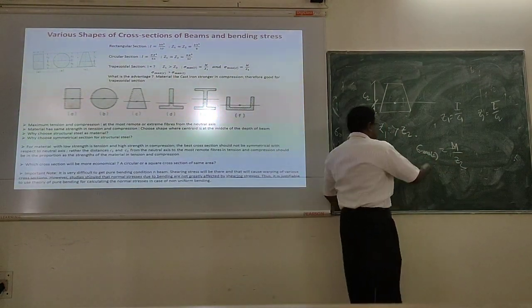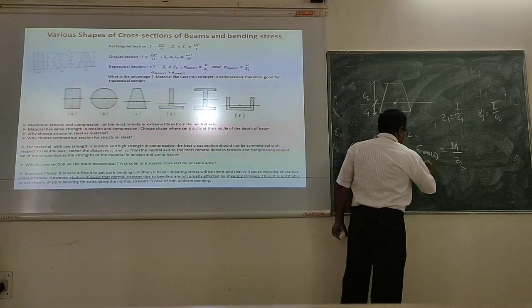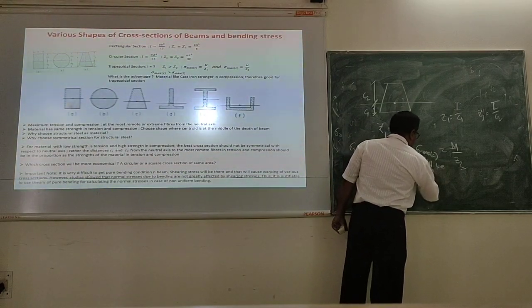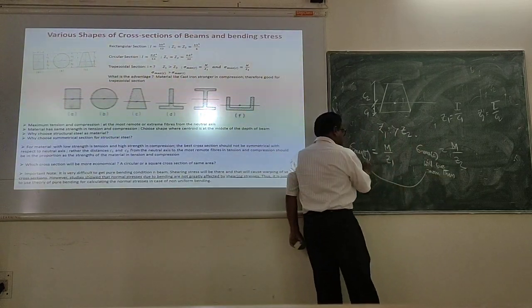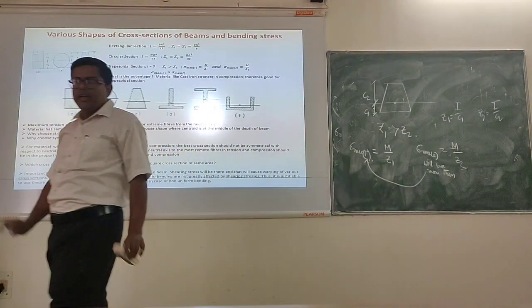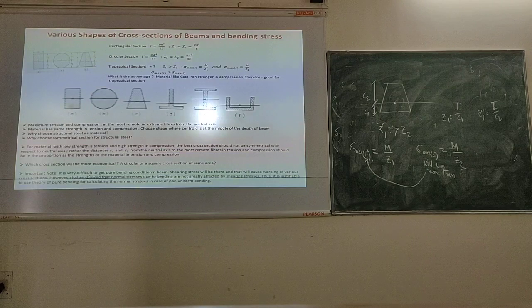So sigma max compression will be more than sigma max tension. Will it come? So that means the bending stress on the top fiber, compression comes up as a top fiber, the bending stress in the compression is more than the bending stress in tension. That means the top fiber will be under more compression than the bottom fiber.